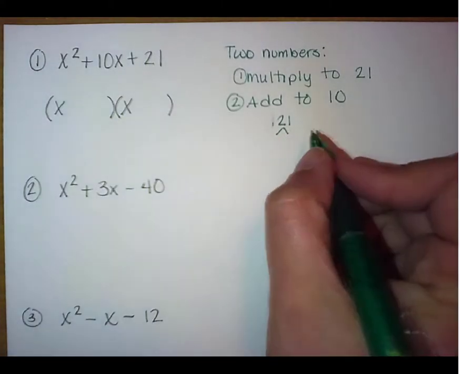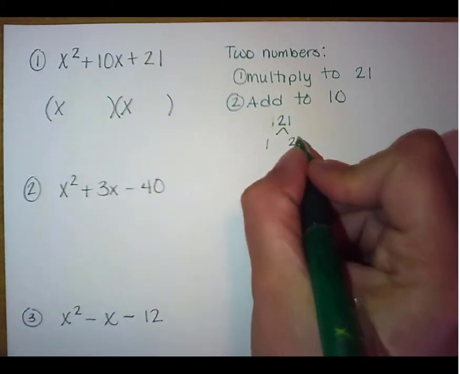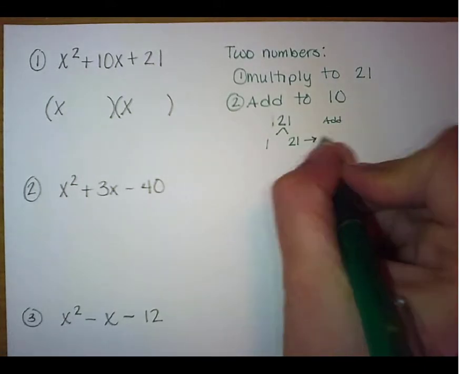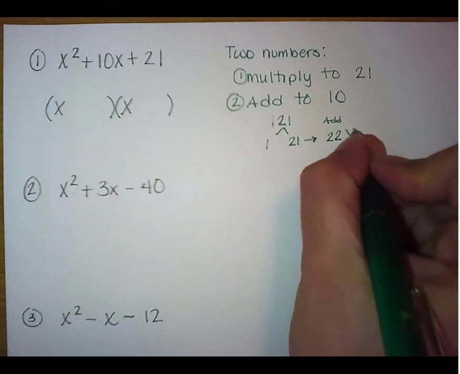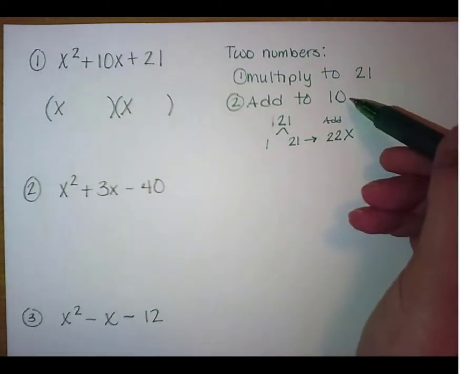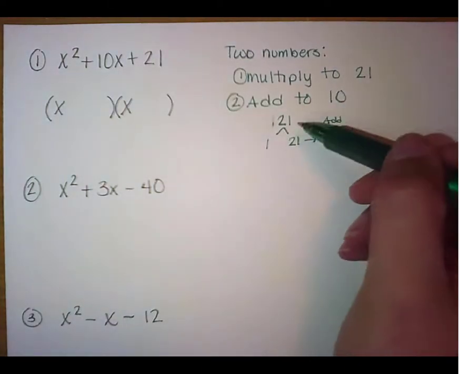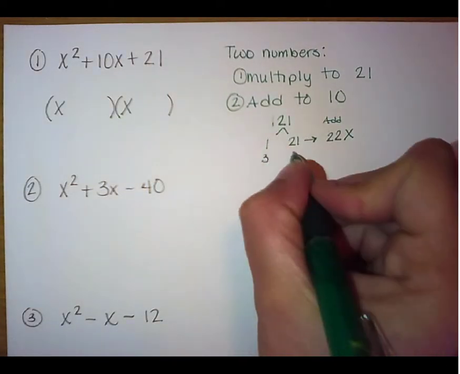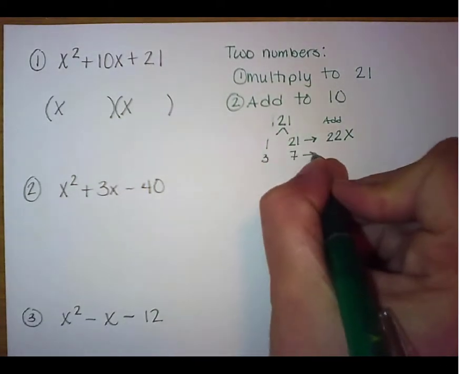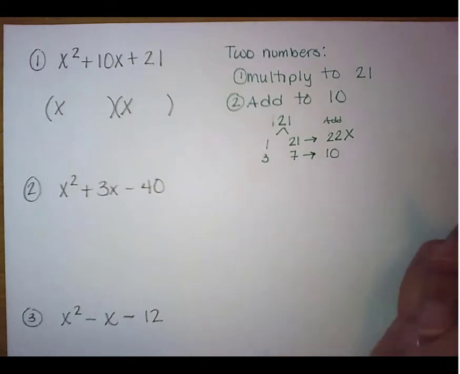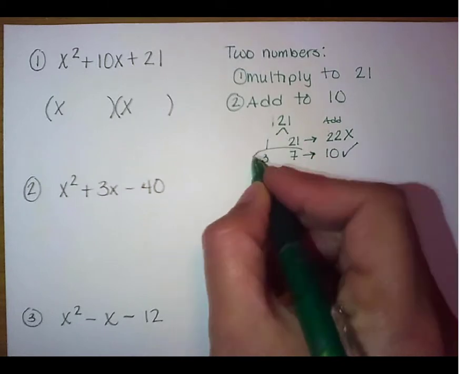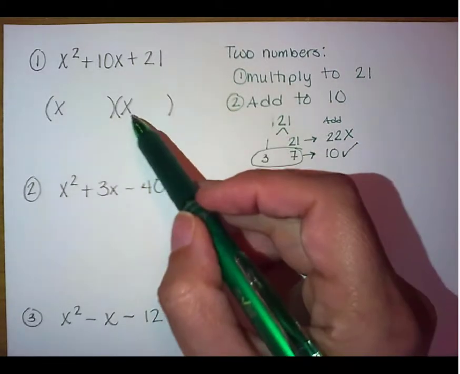I could do 1 times 21. But when I add 1 and 21, that would give me 22. That is not what I want my center to be, because remember, I want my center to be 10. So the next multiple of 21 is 3 and 7. Well, if I add 3 and 7 together, that does indeed give me 10. That is what I'm looking for. So I know that these two numbers are the numbers that are going to go in my parentheses.